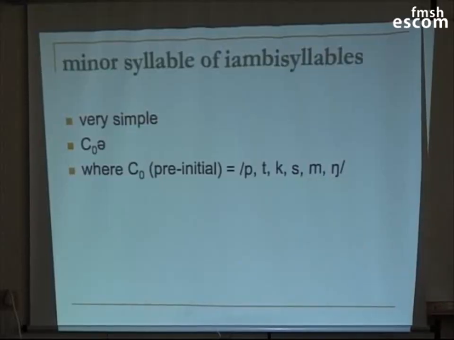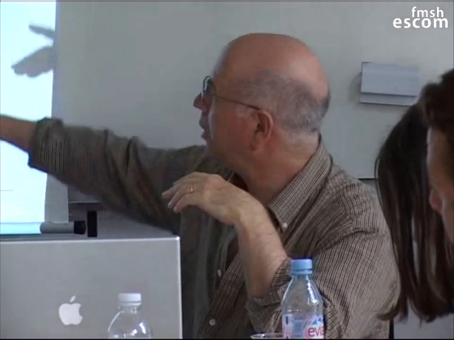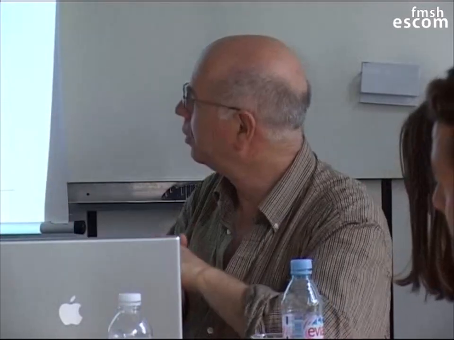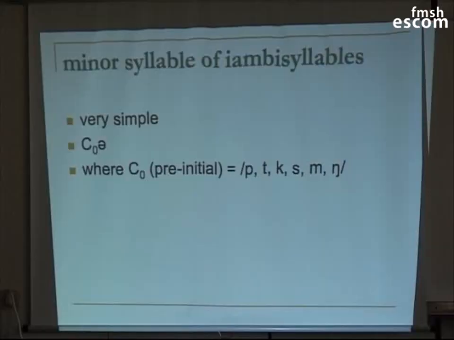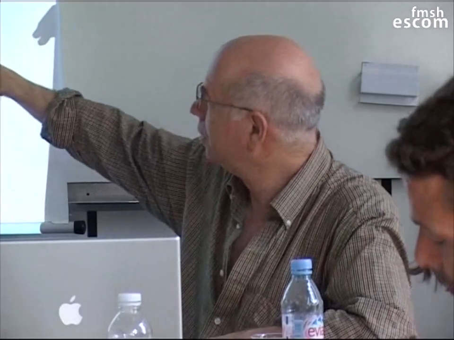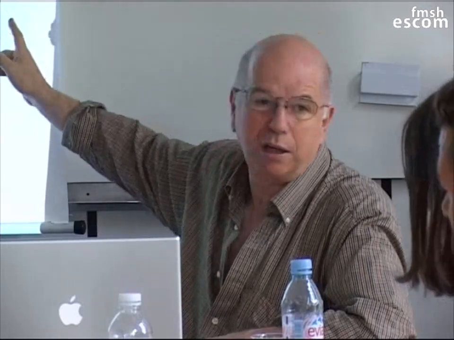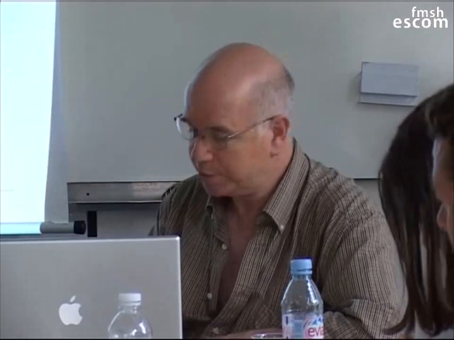The list of consonants that you can have in C0 position is also very simple. It's not a resolved question because, as you will see, minor syllables fell in the evolution to Middle Chinese, so we don't have a lot of evidence on that. The evidence we have is sometimes indirect, so we may have missed some of the consonants that appear as C0, but so far we are pretty confident that at least you have P, T, K, S, M, and N. At least those. Perhaps others.